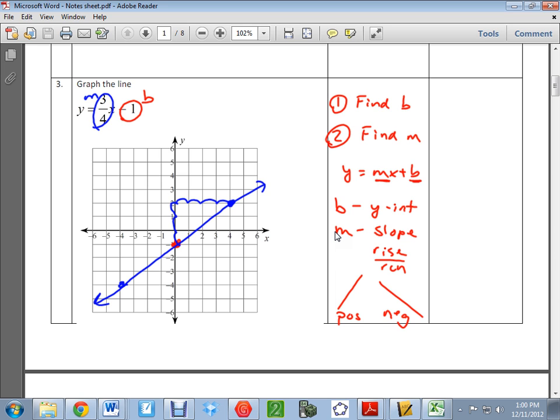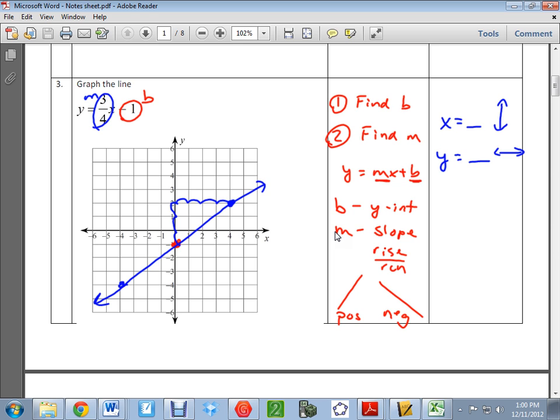Now, as far as special cases go, the thing that everybody always asks me when graphing a linear equation is what happens if it's x equals something, x equals a number. What type of line is that? Up and down. That line goes up and down. What about y equals a number? It goes left to right. So these are the special cases of the linear equations.